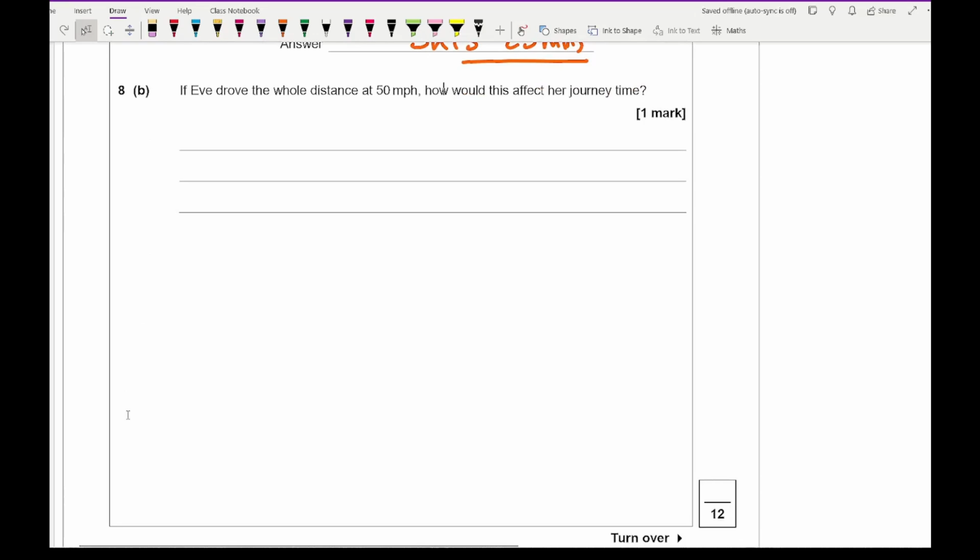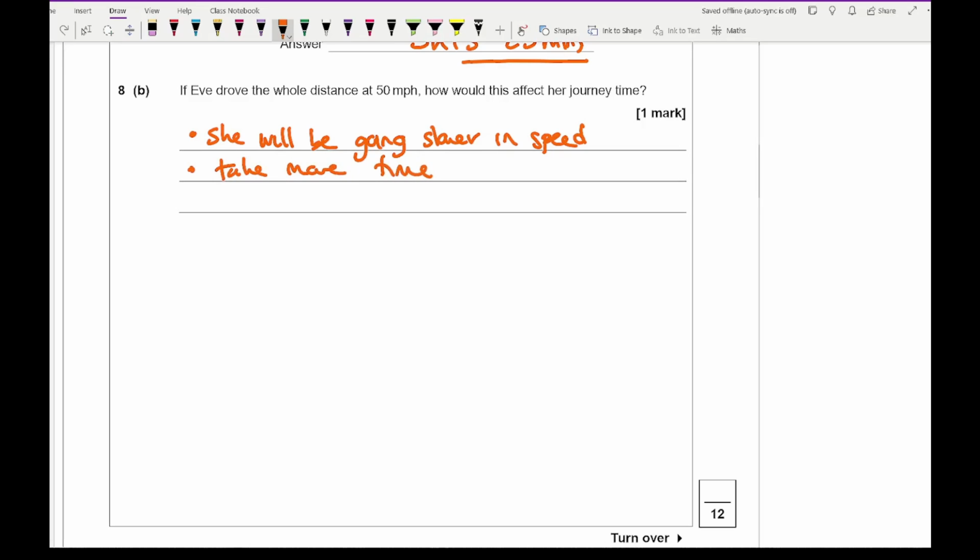It then says for 8b, if Eve drove the whole distance at 50 miles per hour, how would this affect her journey time? So you can have either one of these particular statements. You could say that she'll be going slower in speed, which also therefore means it's going to take more time. Or you could say that the journey is going to take longer. So something along those lines would be absolutely fine for the 1 mark.